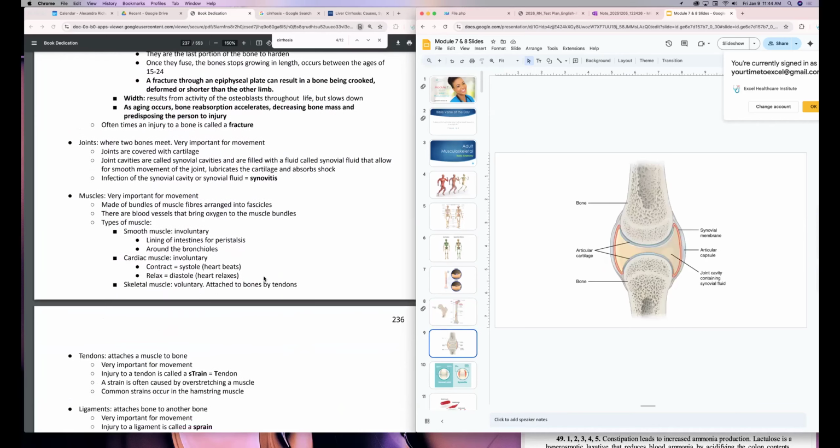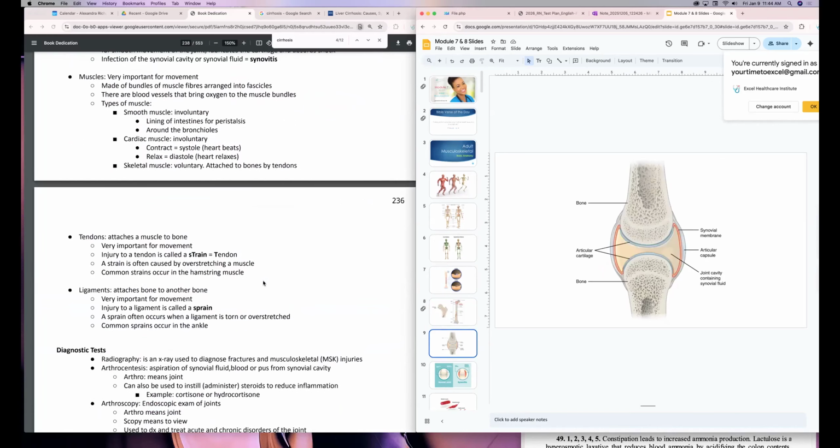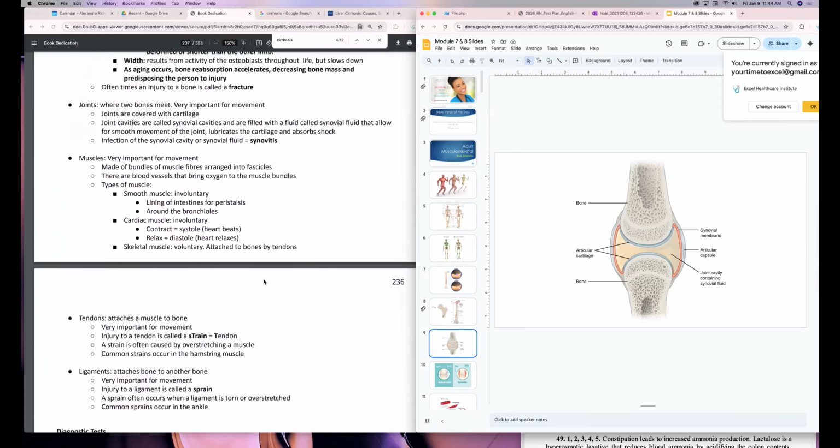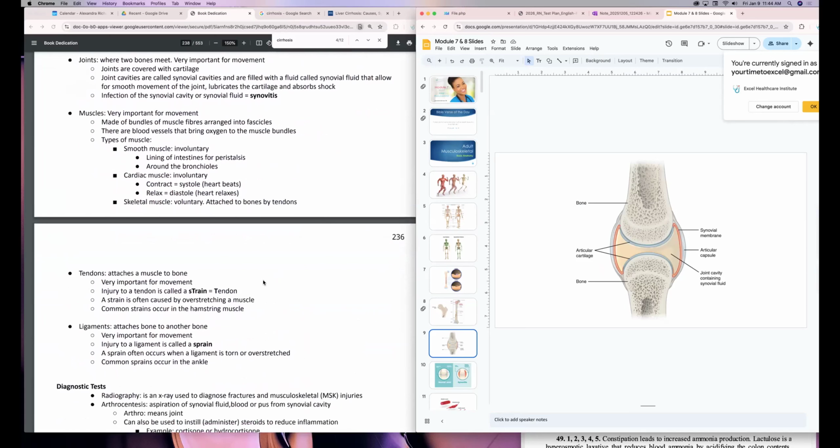Next up, we're going to learn what is a joint. A joint is where two bones meet. Joints are very important for movement. Joints are covered with cartilage. Joint cavities are called synovial cavities, and they are filled with synovial fluid that allows for smooth movement of the joint. The synovial fluid also lubricates the cartilage and absorbs shock. If somebody has an infection of the synovial cavity or the synovial fluid, that is called synovitis.